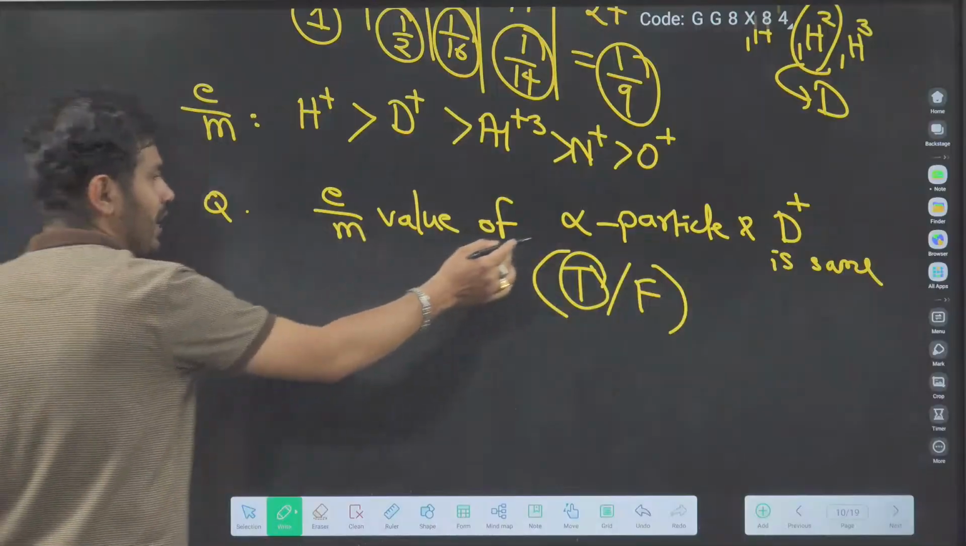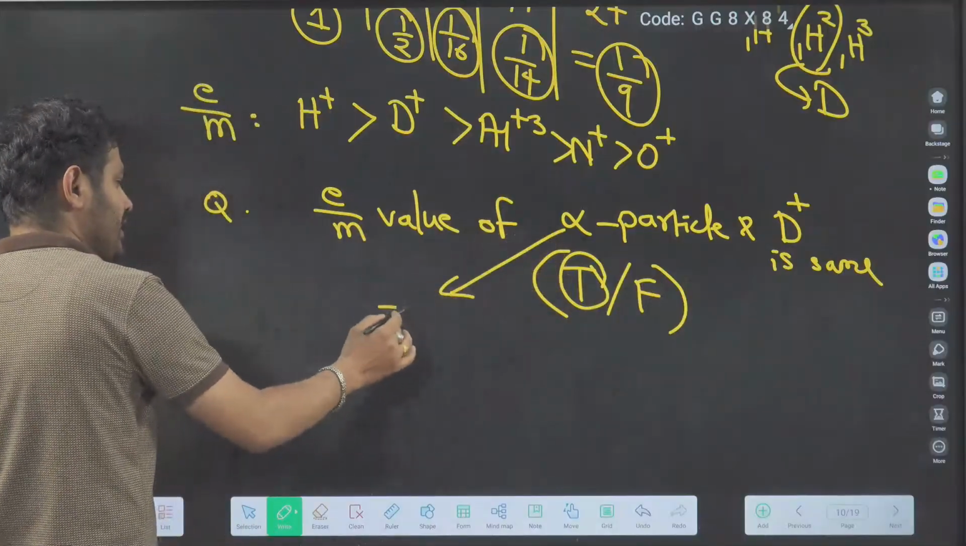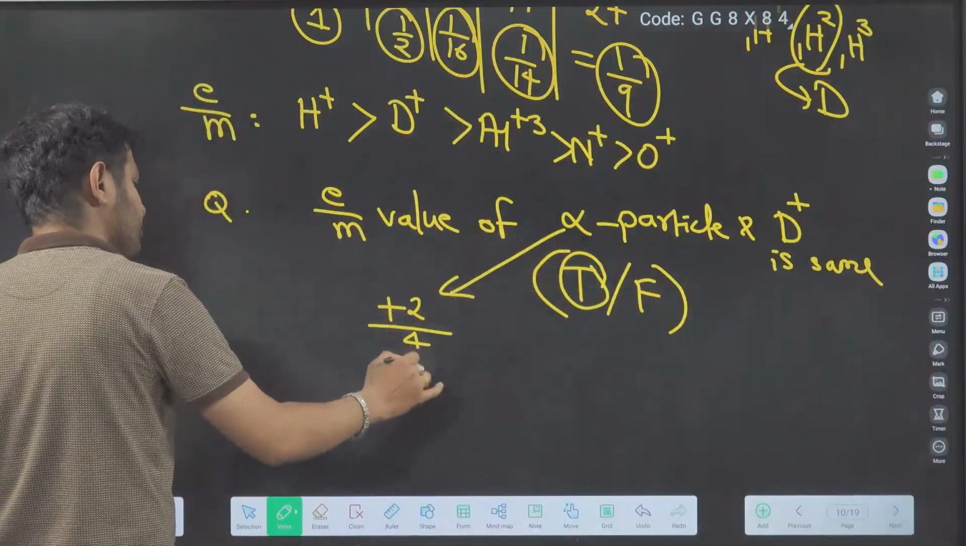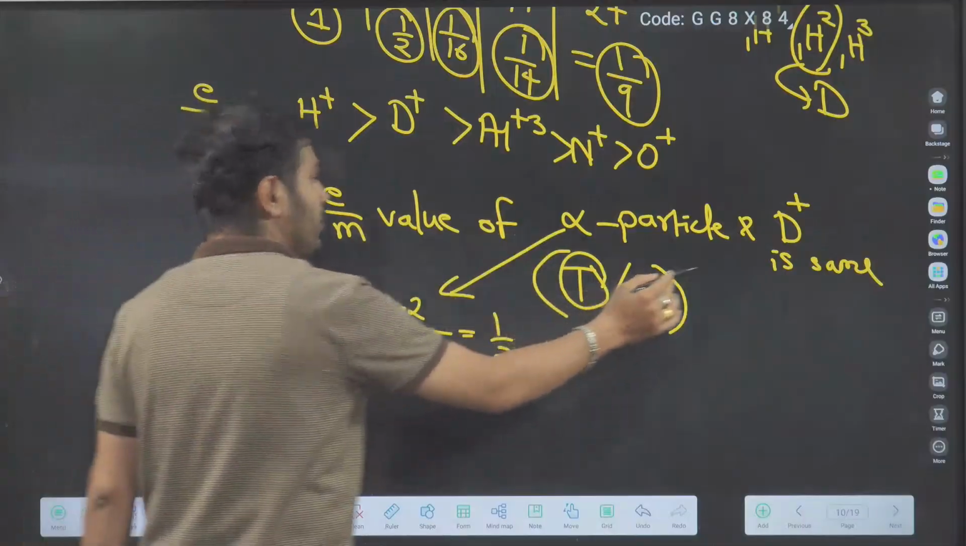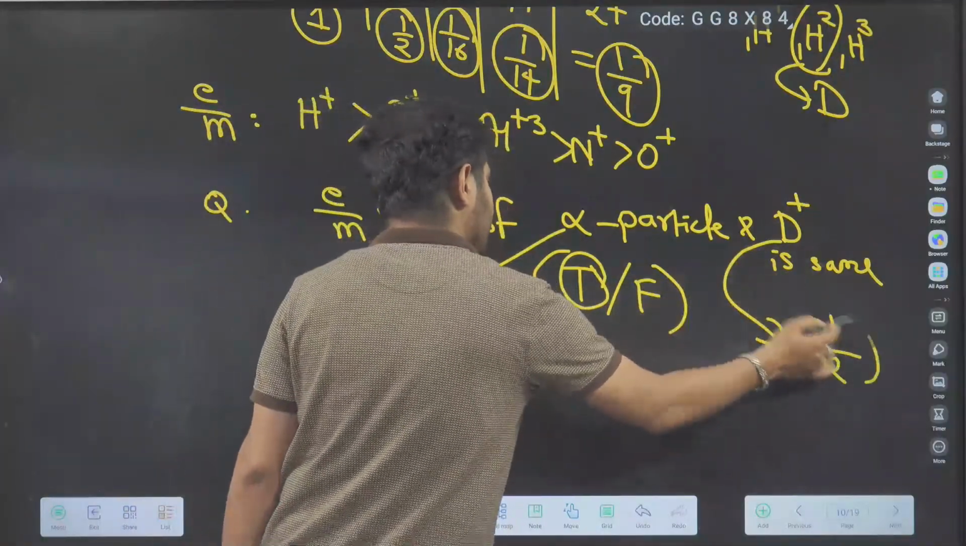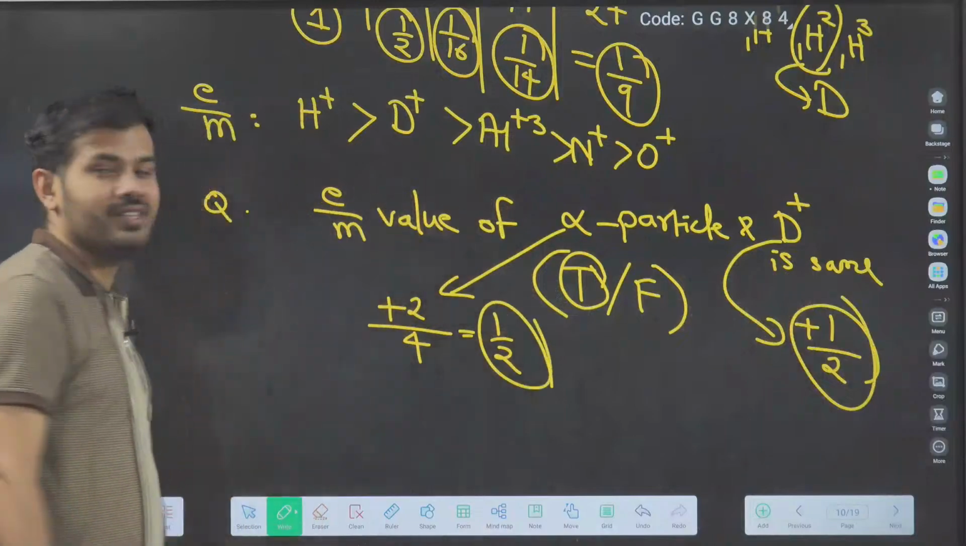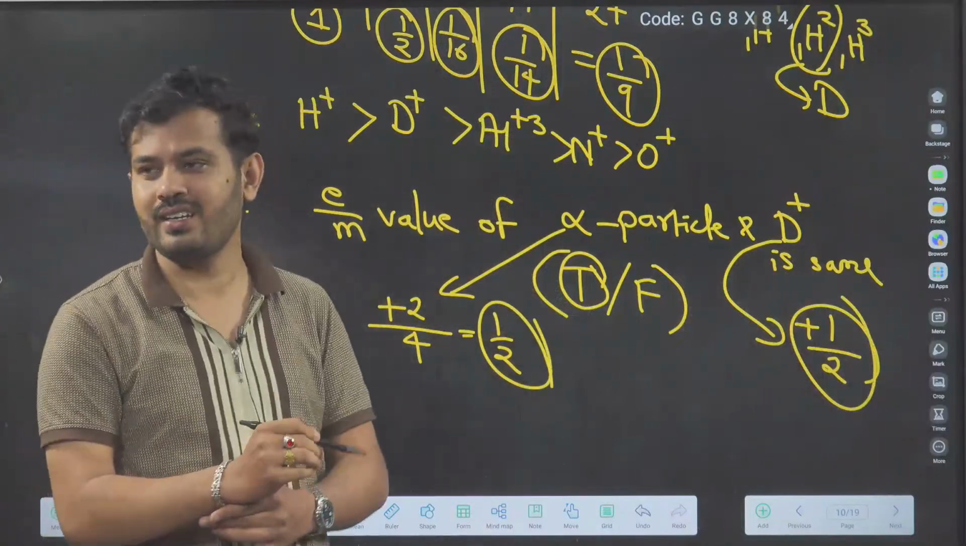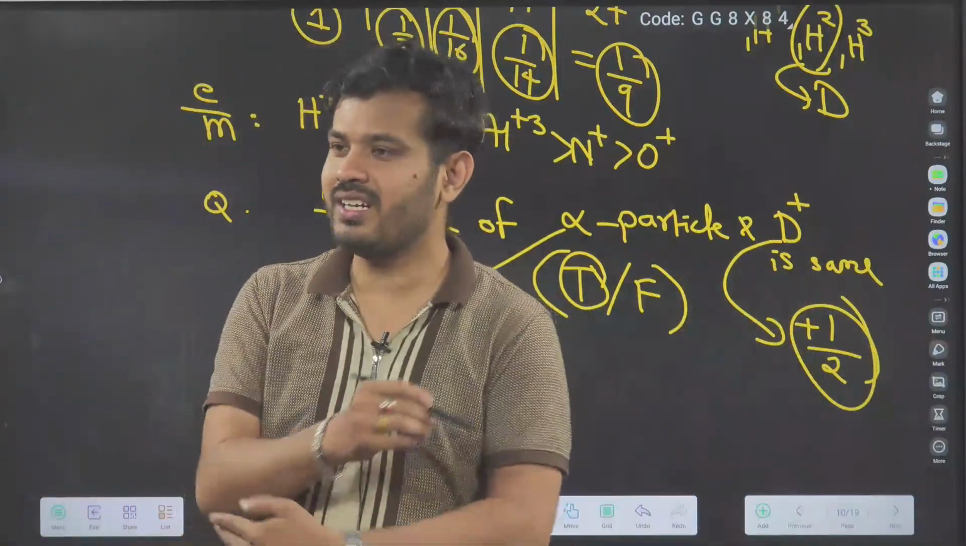You can check for alpha particle, I can say charge is +2 divided by mass is 4, which is half. And for D plus, charge is +1 divided by mass of deuterium, half. This is also half, this is also half. That's why this is true, right? Yes, it is true.